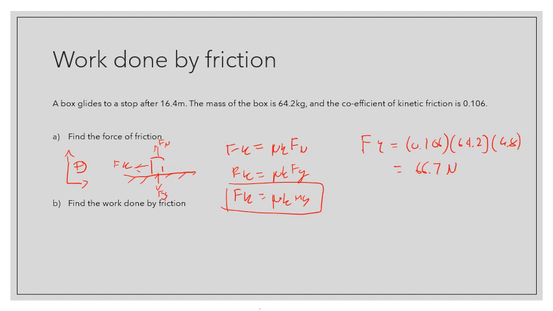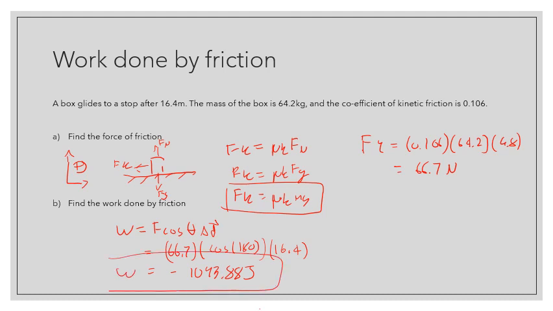So now we have to find the work done by friction. So work is equal to F cos theta times delta D. So that's equal to 66.7 times cos of 180, because the direction is the opposite of that of motion, times 16.4, that's displacement. So negative 193.88 joules of work were done in this scenario.